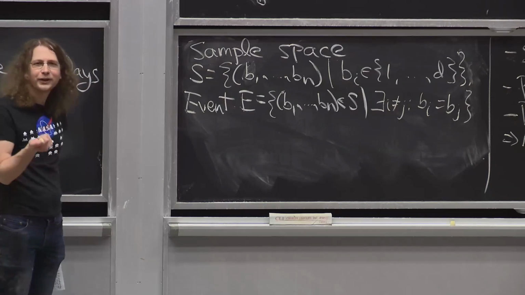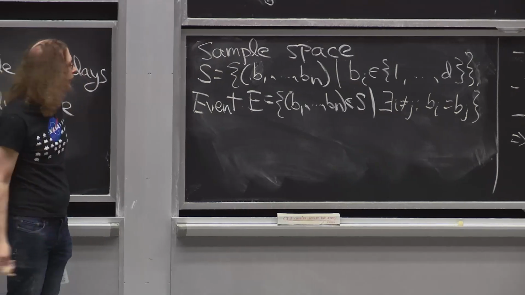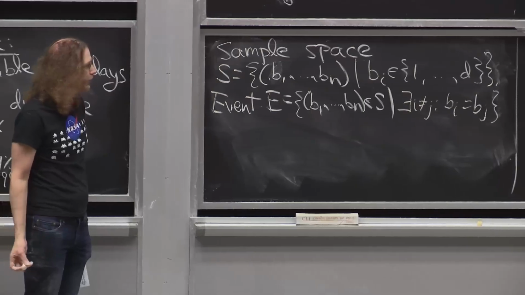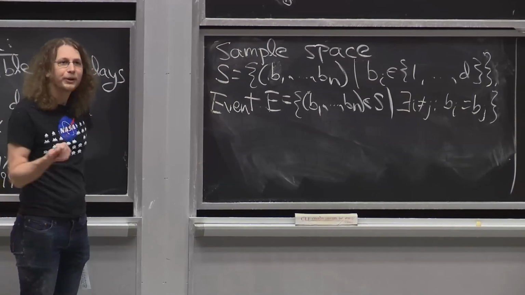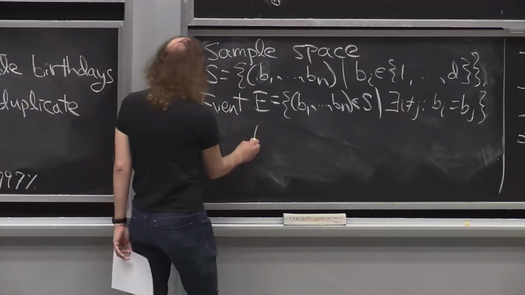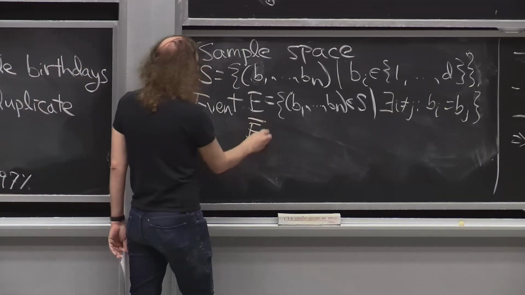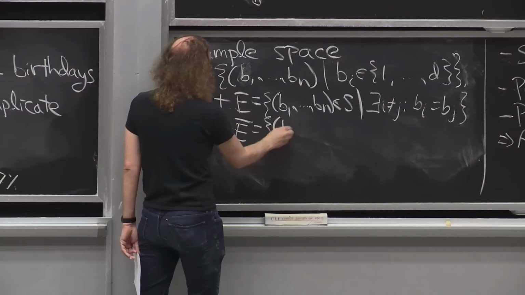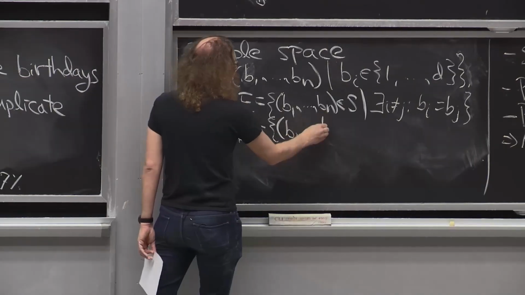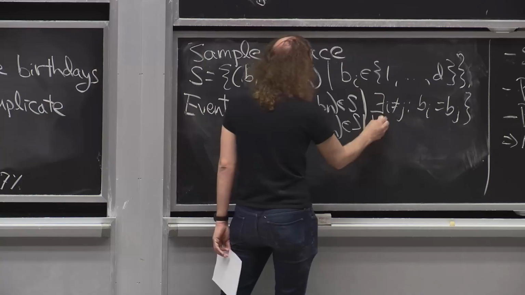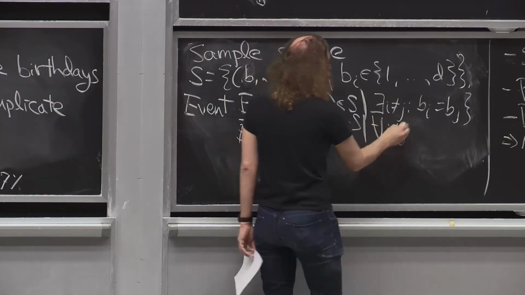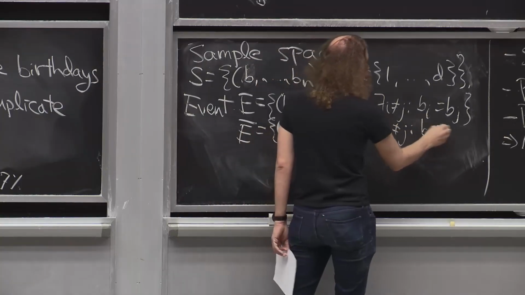But there's this one trick, which you may recall from when we were looking at serial numbers on dollar bills. Let's think about the complement event. So if we look at E bar, this is the set of birthday tuples where there are no duplicates. And that's easier to figure out. So we want to say for all i not equal to j, bi does not equal bj.